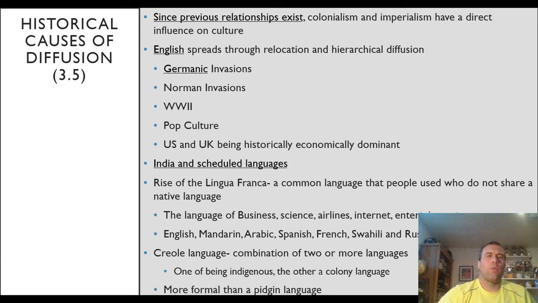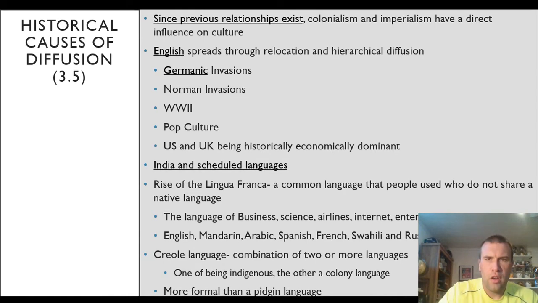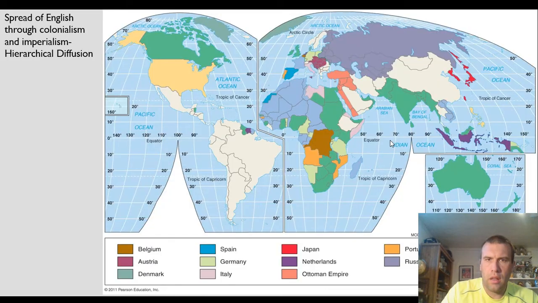All right, so if we're looking at the historical causes of diffusion, two of the biggest ones are just relocation and hierarchical diffusion. That is how English is spread. I'll talk through those in a second. But a lot of them are also through colonialism and imperialism. So if you look here, at this slide, this is where English is spread through colonialism and imperialism.